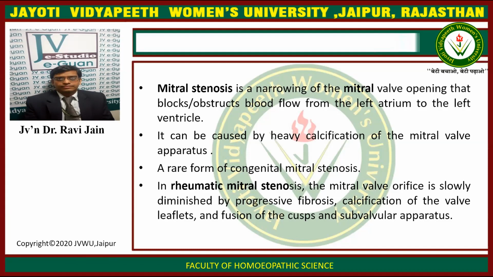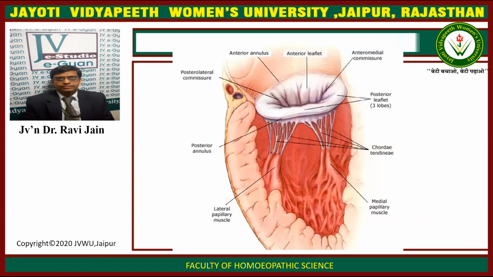It can be caused by heavy calcification of the mitral valve apparatus. There is a rare form of congenital mitral stenosis, and in rheumatic mitral stenosis, the mitral valve orifice is slowly diminished by progressive fibrosis, calcification of the valve leaflets, and fusion of the cusps and subvalvular apparatus.